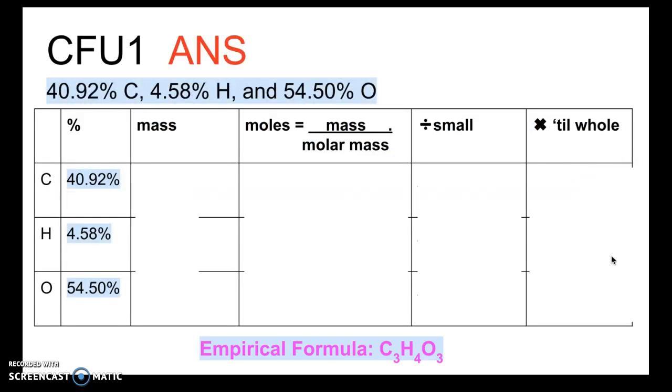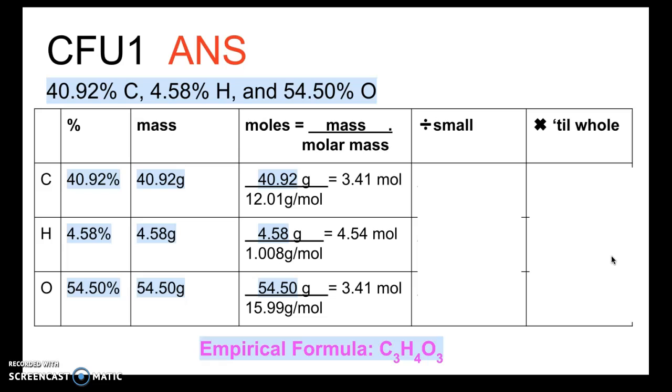Okay, so let's see that process here. Once again, percent to mass, mass to mole, divide by small, times the whole. We're going to convert all of our percents into mass just by changing the percent to grams. Once we have our mass, we plug it into our moles equals mass over molar mass equation to get the moles for each element.